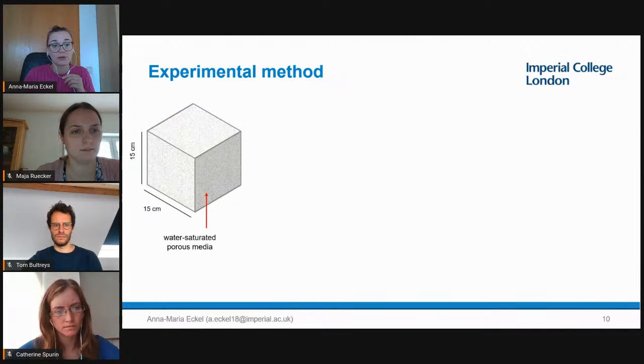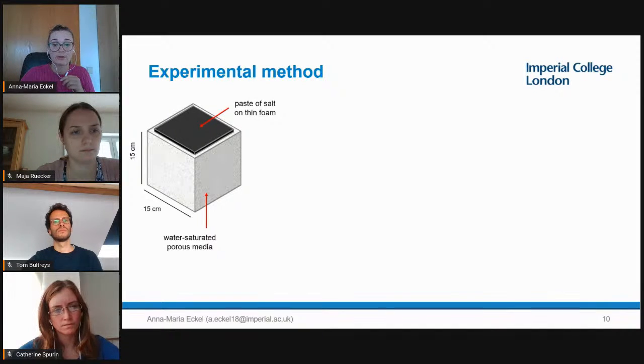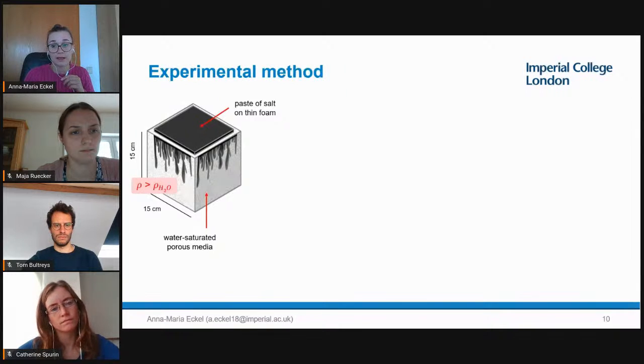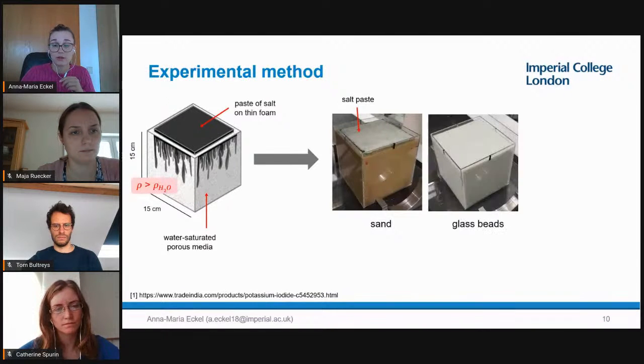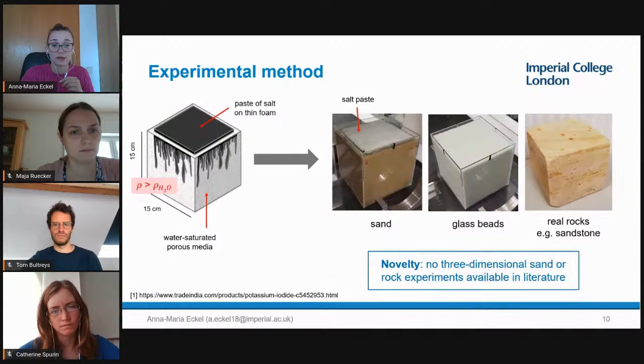In order to do that, we fill a box with porous media saturated with water and place a thin foam on top, where paste made of salt and water is spread onto it. And due to a higher mixed density than the pure water, a finger pattern develops. And here we see an experiment with sand and on top the salt paste. Further, one can use glass beads and real rocks, such as sandstone, which we see here. And using real rocks or even sand will be very interesting, since no experiments with natural materials in 3D are available so far.